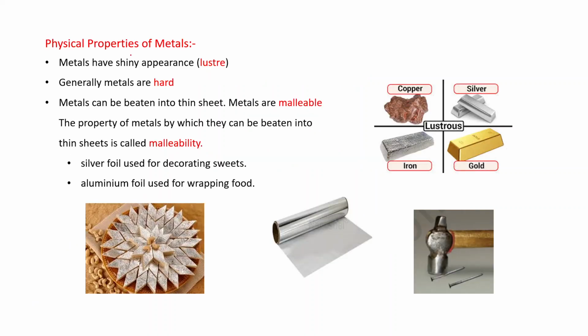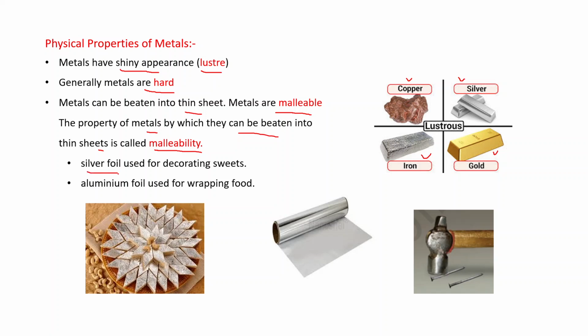Metals have a shiny appearance, and this shiny appearance is known as luster. We can say metals have luster. These metals you are familiar with: copper, silver, iron and gold. Generally, metals are hard. Metals can be beaten into thin sheets. That's why we can say metals are malleable. The property of metals by which they can be beaten into thin sheets is called malleability.